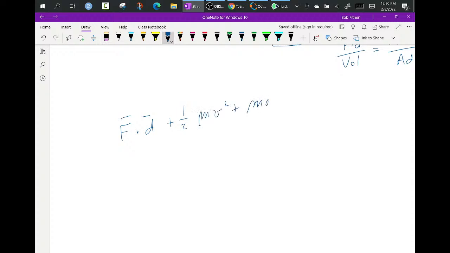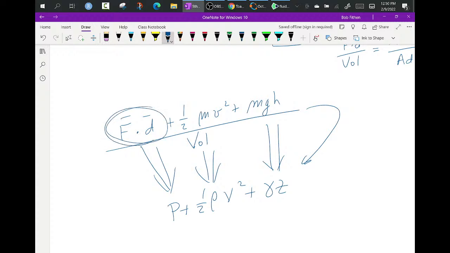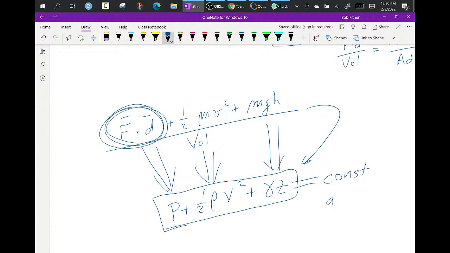Sounds really weird, but in essence, there is almost no difference. Divide all that by volume and you get the same equation as P plus 1/2 rho V squared plus gamma Z, where this term yielded that one, this term yielded that one, and this term yielded that one. Now in dynamics there were other forces that you could do besides pressure, but in fluids this is all you got. So this is simply saying constant along a streamline.